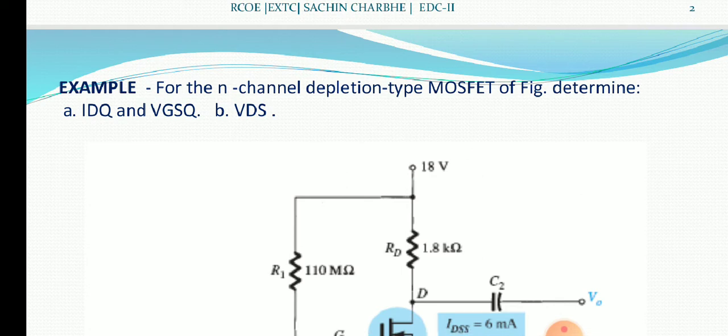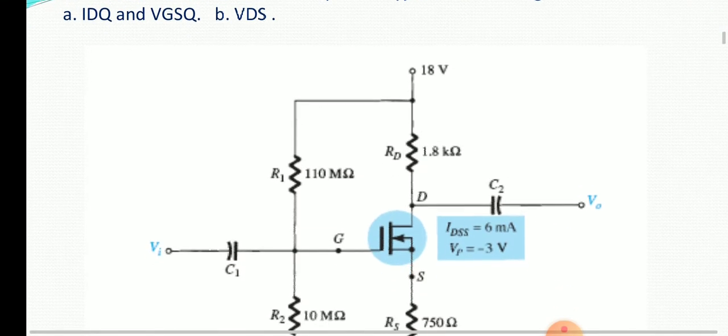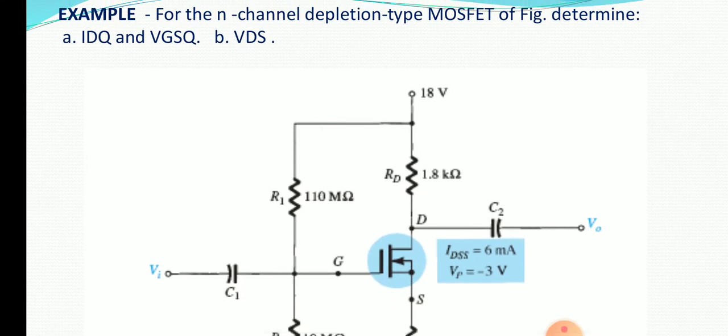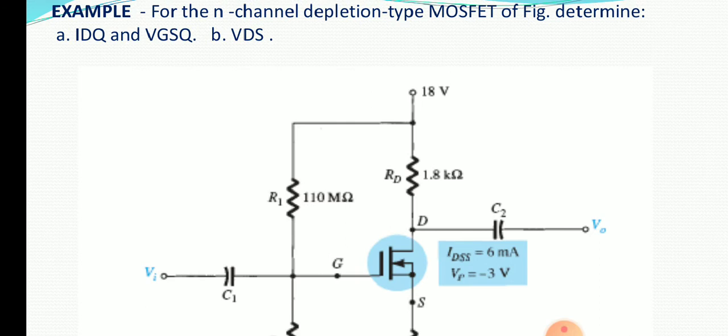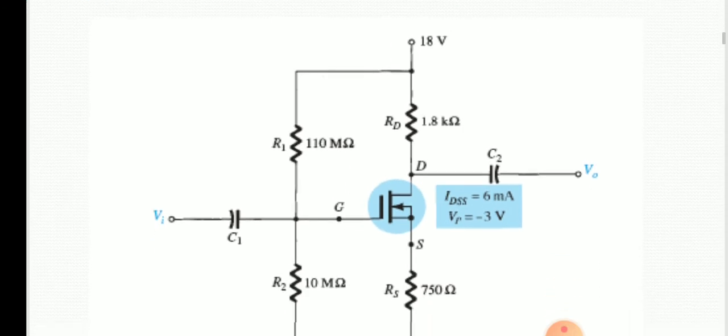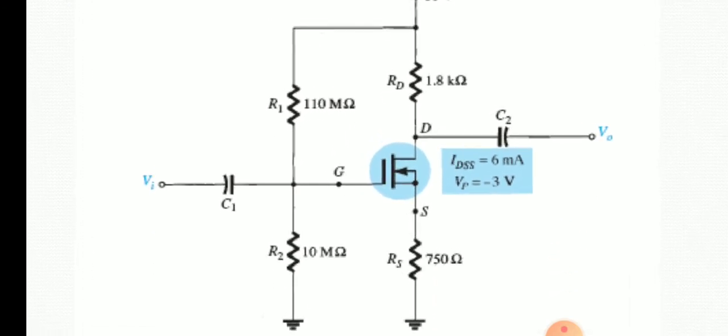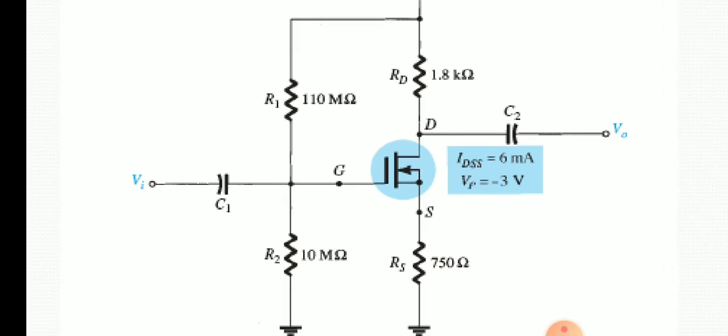For the depletion type MOSFET, there are also two types of channel, N channel and P channel. So here the numerical is an N channel depletion type MOSFET. The figure is given. Determine IDQ and VGSQ and VDS. So this is the numerical of voltage divider biasing.